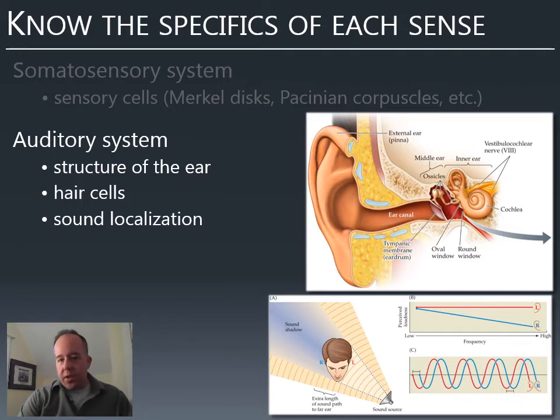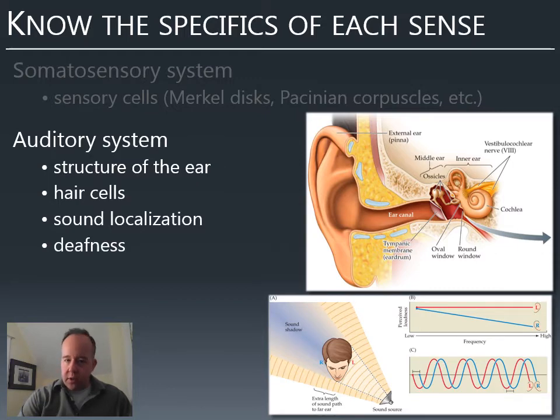For localizing sounds in terms of elevation up and down, we know that the pinna, the outer ear, differentially filters certain frequencies of sound, and so a sound that is coming from high up will sound a little bit different in terms of frequencies than a sound that is coming from ground level or below us. So those are three ways that we can tell where a sound is coming from.